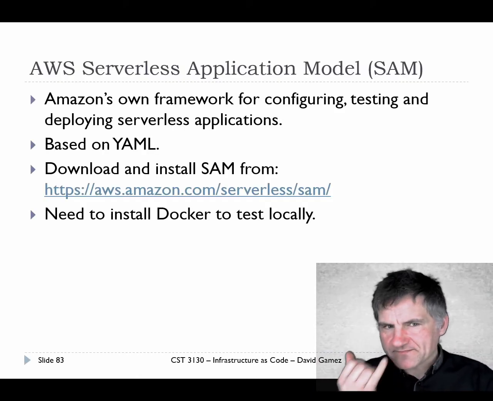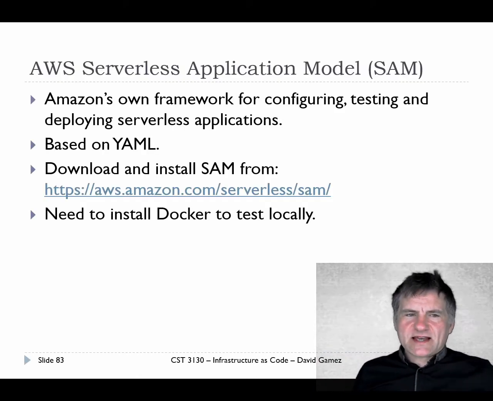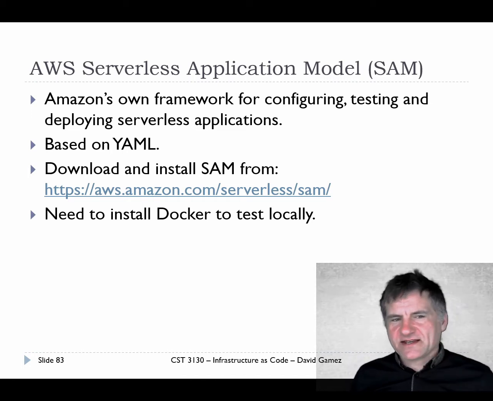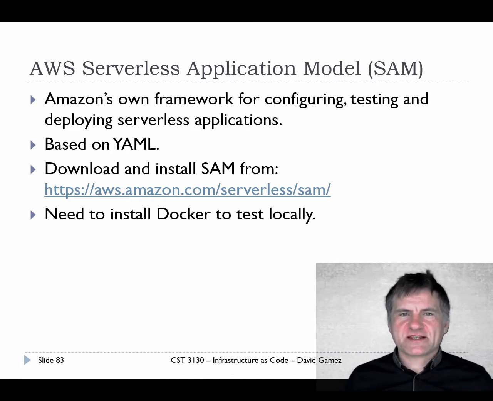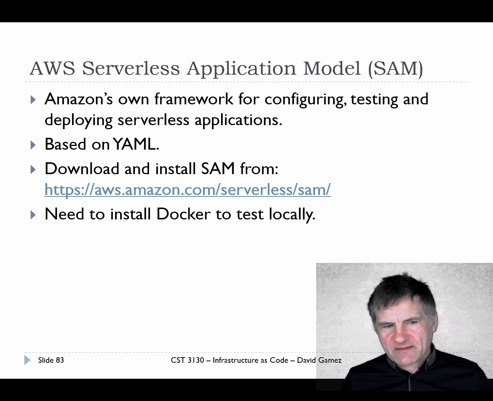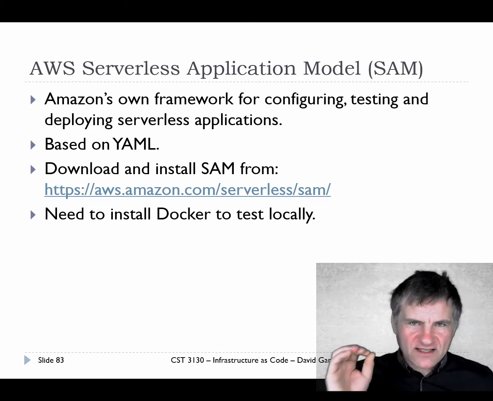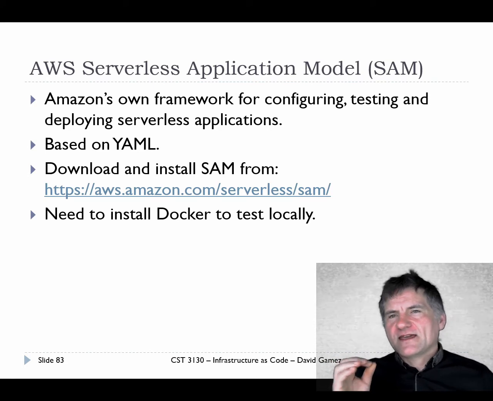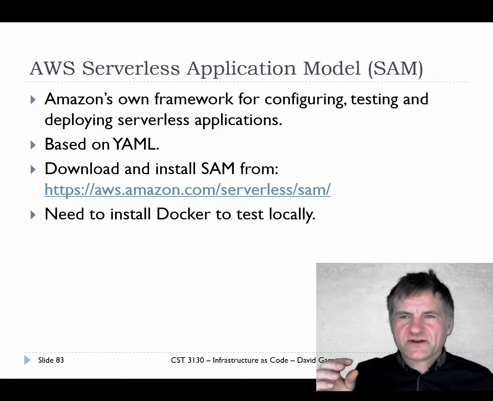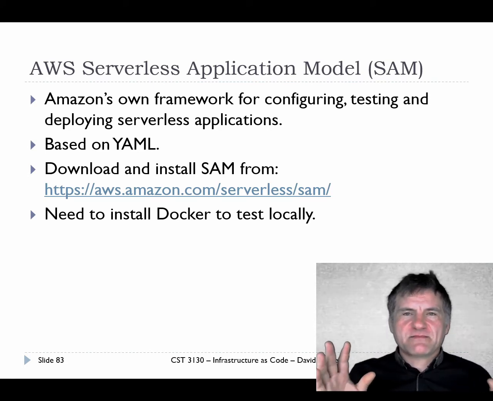So SAM is AWS's own framework for configuring, testing, and deploying serverless applications. It's called the Serverless Application Model. It's also based on YAML, and you can download and install it. If you want to test locally, you need to install Docker. Because I've had bad experiences with Docker in the past, I thought, oh well, I'll skip that bit.